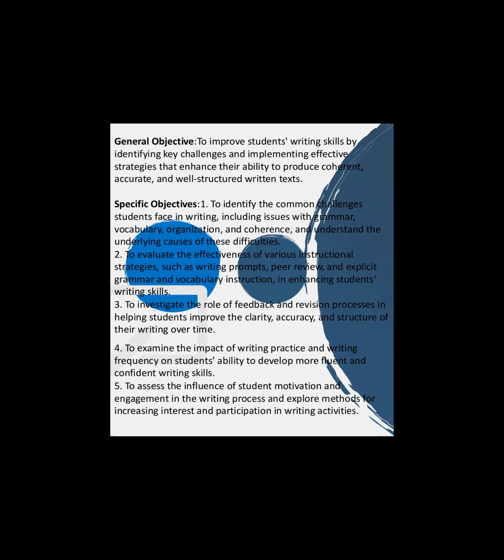To investigate the role of feedback and revision process in helping students improve the clarity, accuracy, and structure. To examine the impact of writing practice and writing frequency on students' ability to develop more fluent and confident writing. To assess the influence of student motivation and engagement in the writing process and explore methods for increasing interest. Okay, right. Okay, you can do.